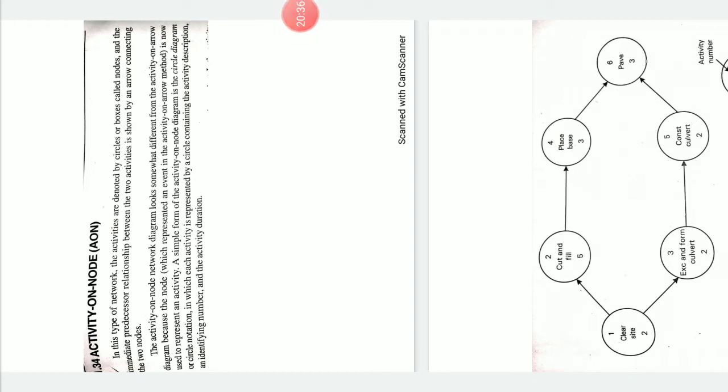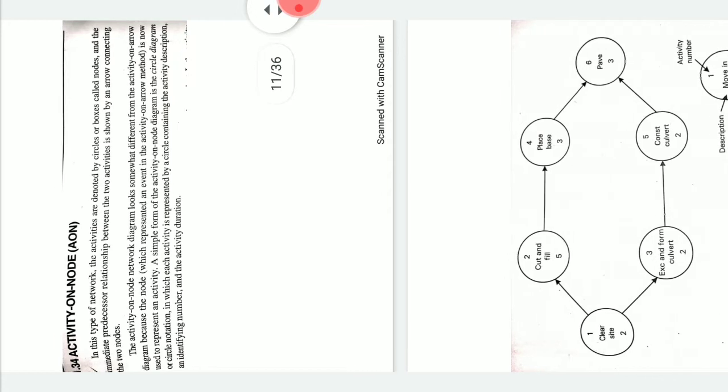The next thing is activity on node, that is AON. In this type of network, the activities are denoted by circles or boxes called nodes, and the immediate predecessor relationship between the two activities is shown by an arrow connecting the two nodes. You can observe in the figure.